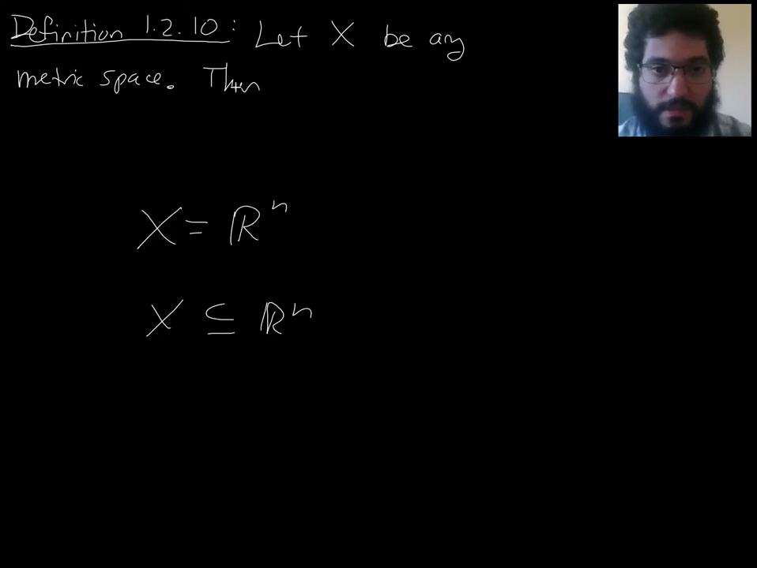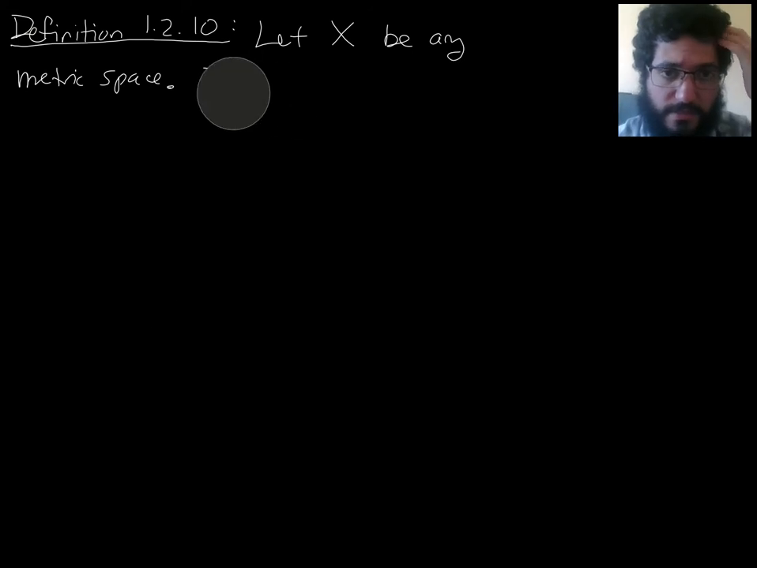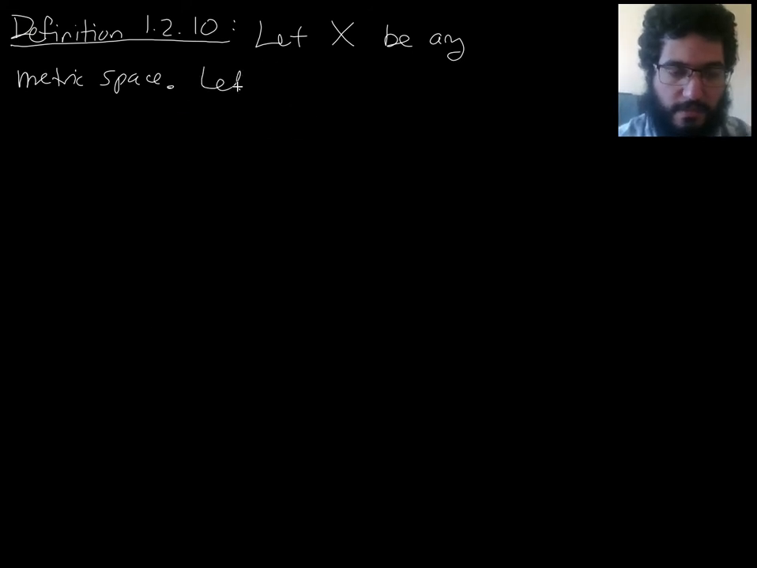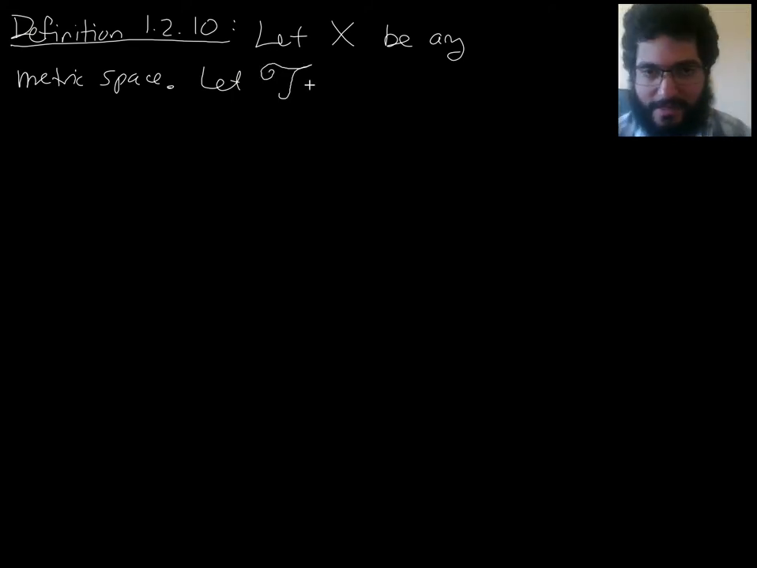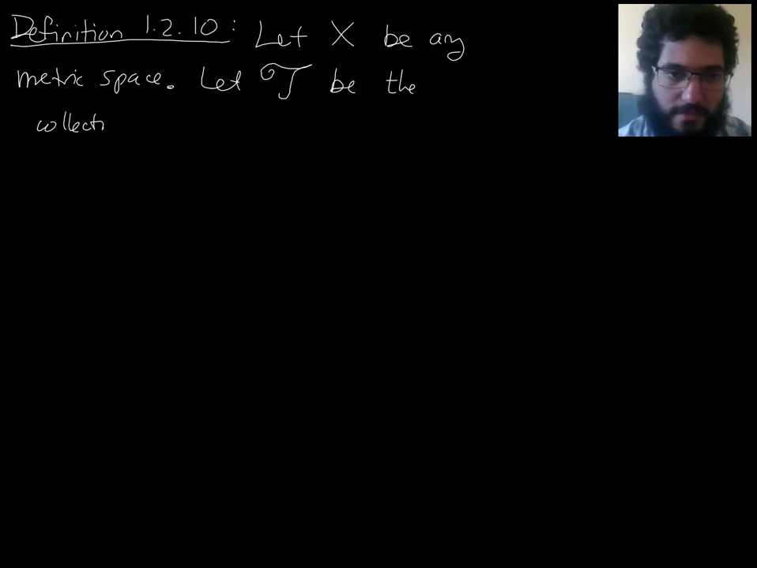Then let's also define, to make this easier, let's call it tau, or script t. Let's try this for script t. I don't like that. I don't like that either. Okay, I got it. This is my script t. So let this be, I haven't made one of those for a while, the collection, the set of open subsets of X.